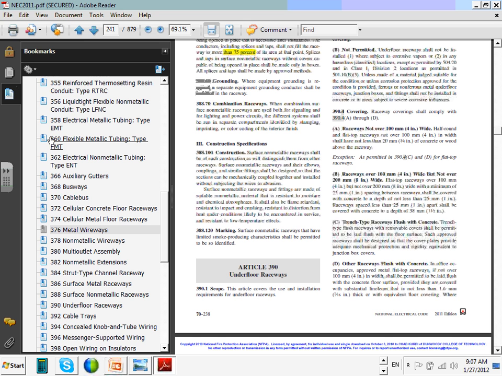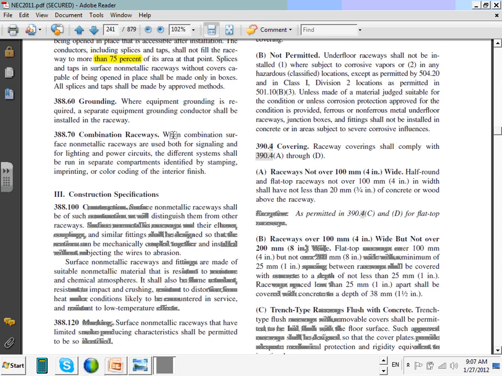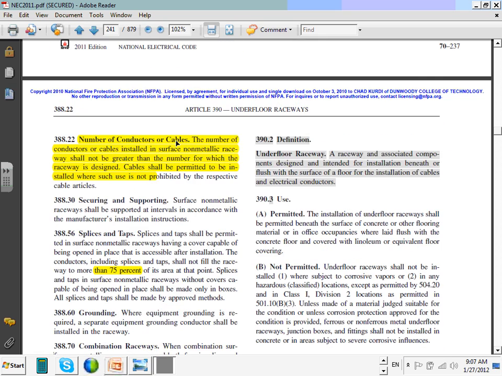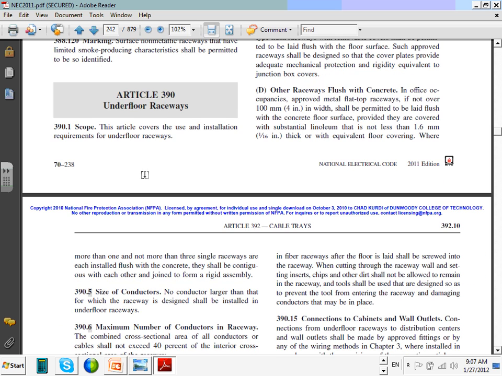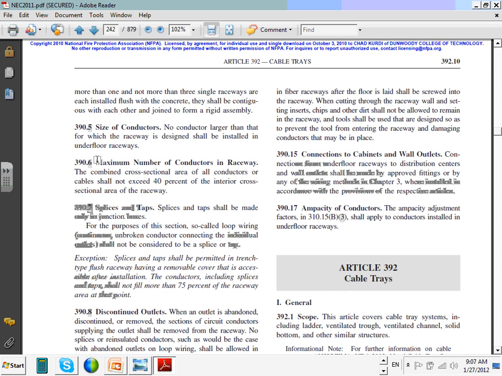And this was, what did we say? It was 390. So if you guys go to 390, here's what the NEC code says in 390. Underfloor raceway. It covers the use and installation of underfloor raceways.